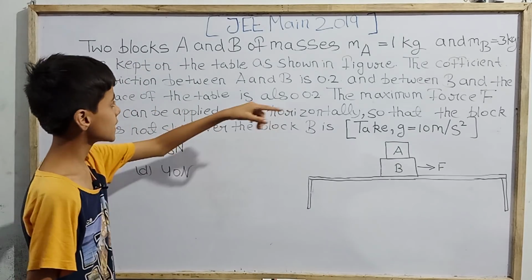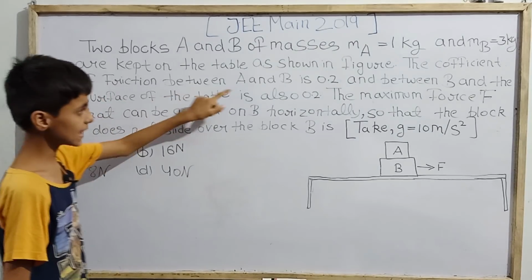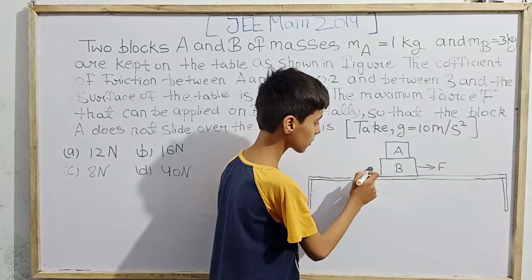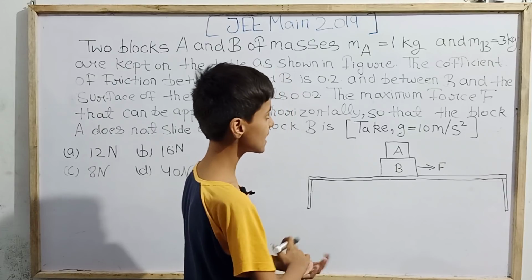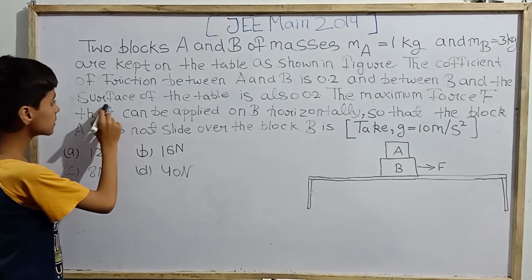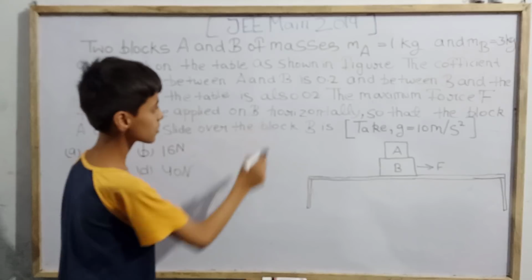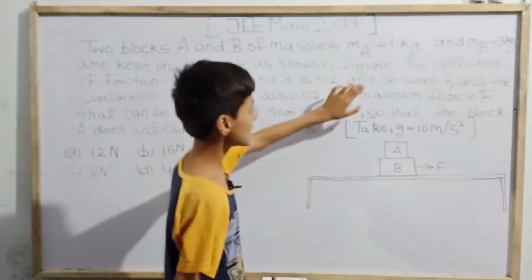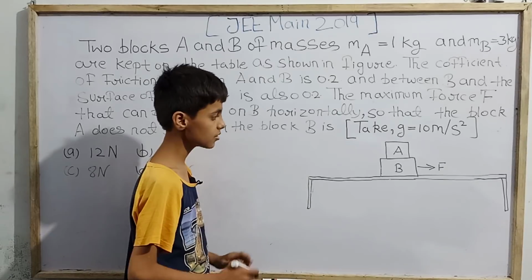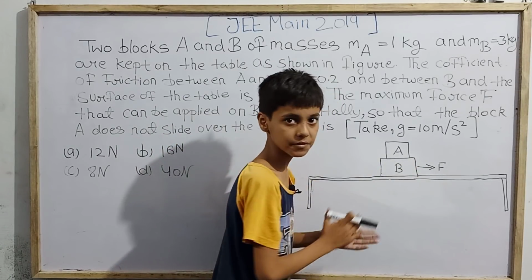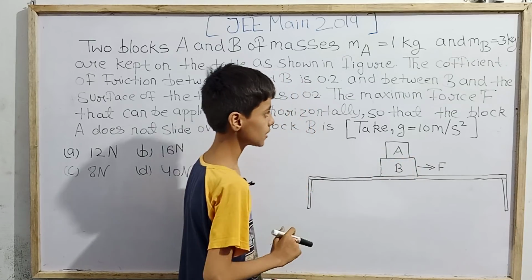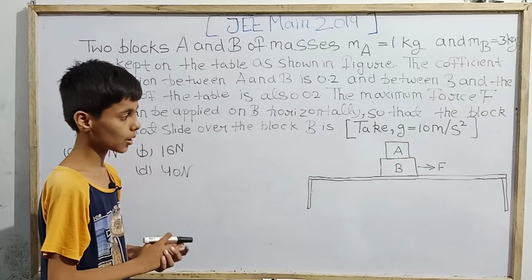Now the coefficient of friction between A and B is 0.2. And the coefficient of friction between block B and the surface of the table is also 0.2.